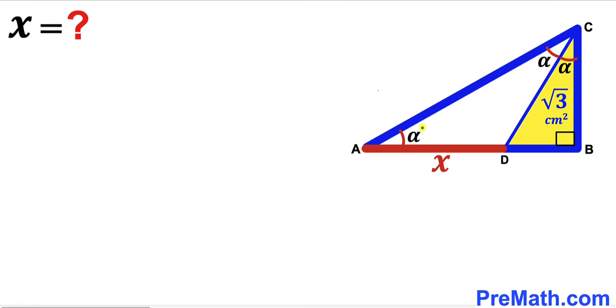And moreover, this angle CAD is alpha. The angle ACD is alpha. And finally, this angle DCB is alpha as well. And furthermore, this segment AD is being represented by X. And now our task is to find the value of X. In other words, we are going to find this segment length AD.